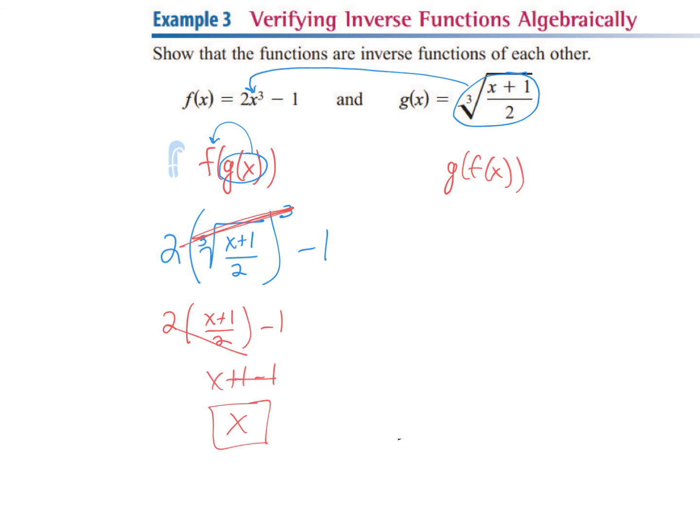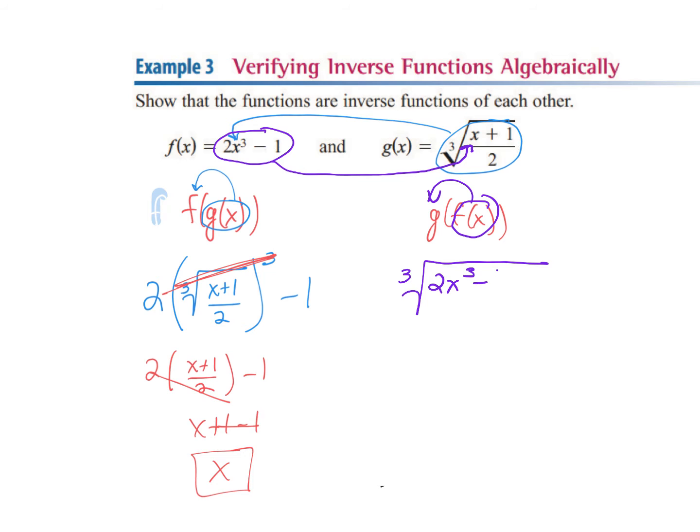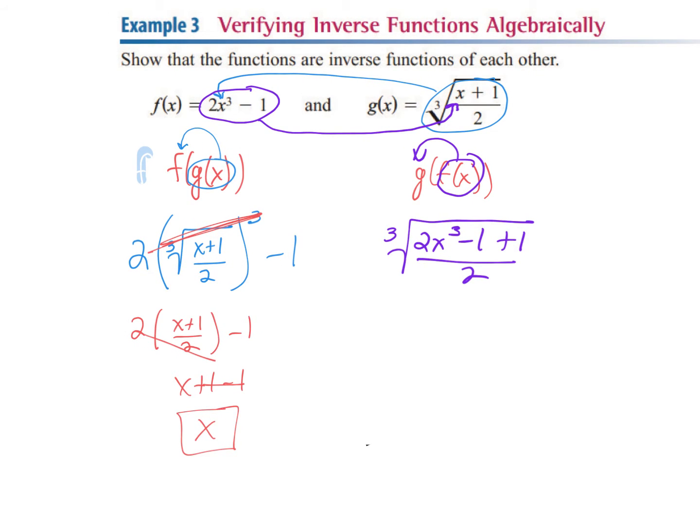Now we're going to do the exact same thing on the other side. We're going to do the opposite way. We're going to take the f function and plug it into the g. So take this whole f function and put it right there. So I have the cube root of, instead of x, I'm going to write 2x cubed minus 1, and then I have plus 1, right, divided by 2. So how can I simplify here? The 1's will cancel out, so I'm left with the cube root of 2x cubed over 2. The 2's cancel. Good. Then I'm left with the cube root of x cubed.